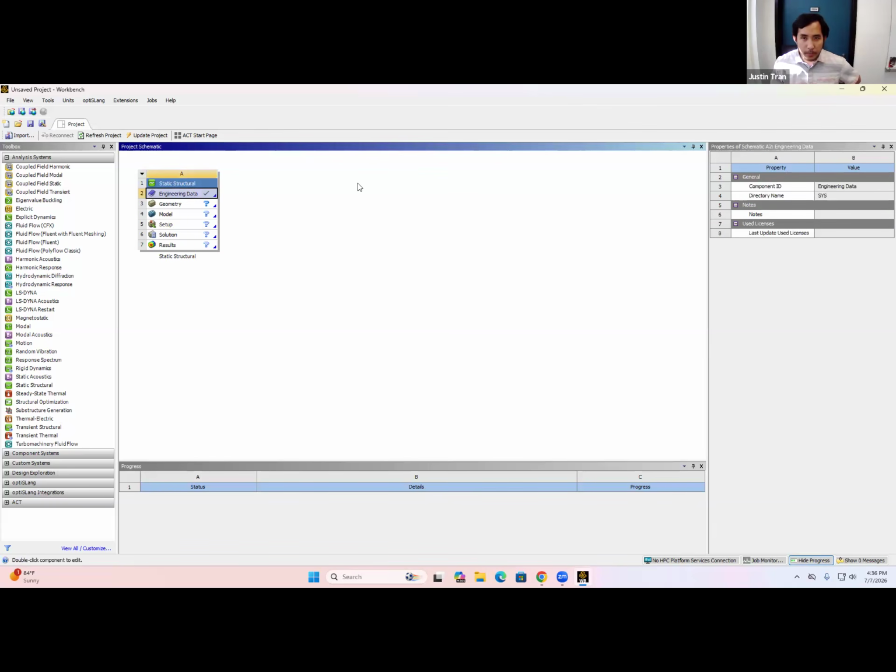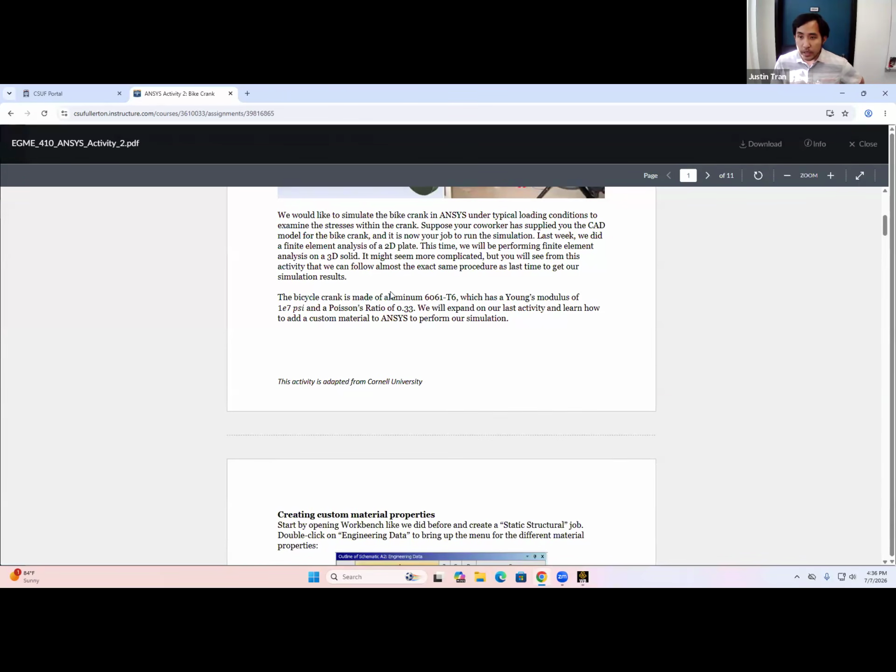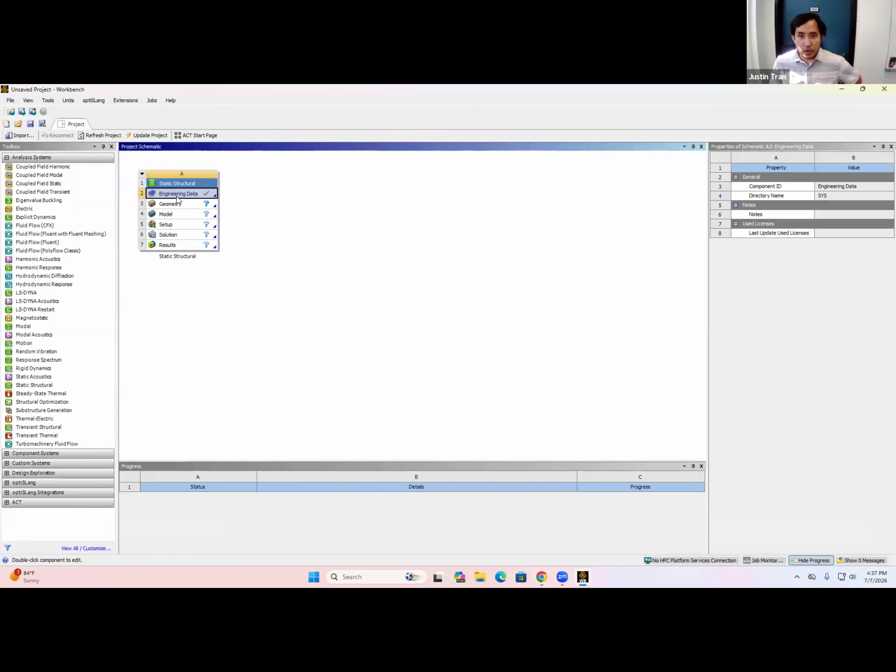But unlike activity 1, we are going to start with the engineering data, although I guess technically I did show you guys this last time. We need to add our material, because unlike the first activity where we just used the built-in structural steel, we need to add aluminum to our activity here. So in Workbench, let's go to engineering data and double click it.